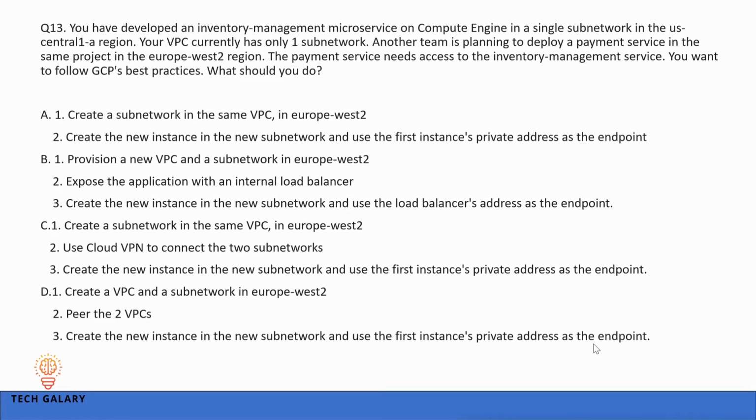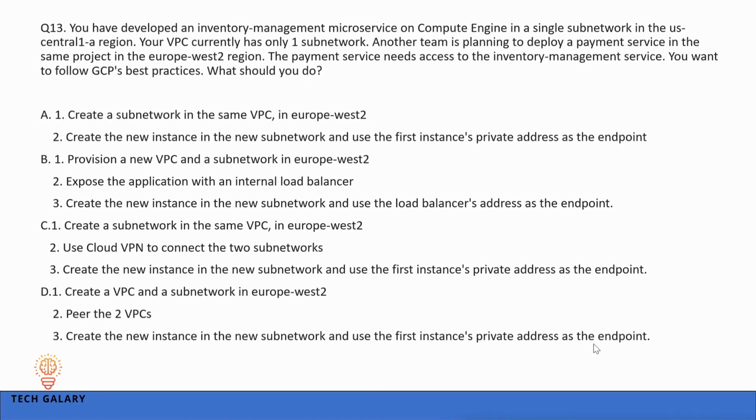Create a subnetwork in the same VPC in Europe West 2. Create the new instance in the new subnetwork and use the first instance private address as the endpoint. Option B. Provision a new VPC and a subnetwork in Europe West 2. Expose the application with an internal load balancer. Create the new instance in the new subnetwork and use the load balancer's address as the endpoint.